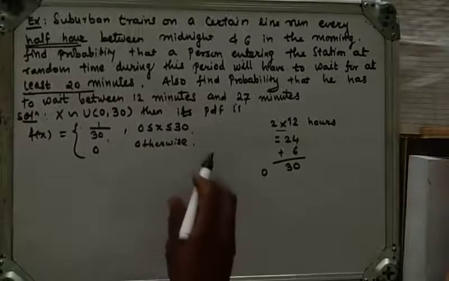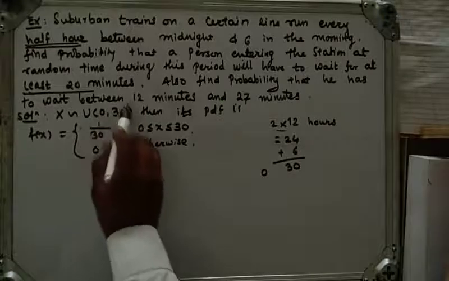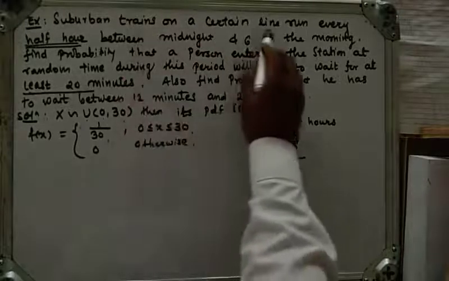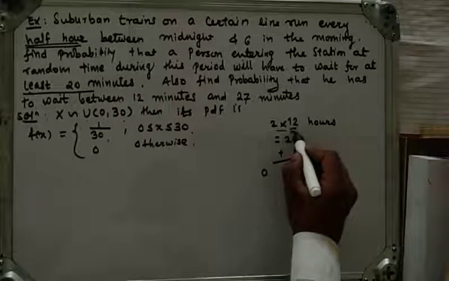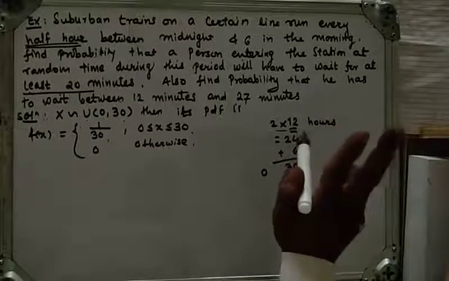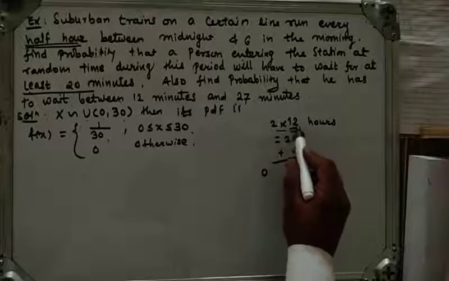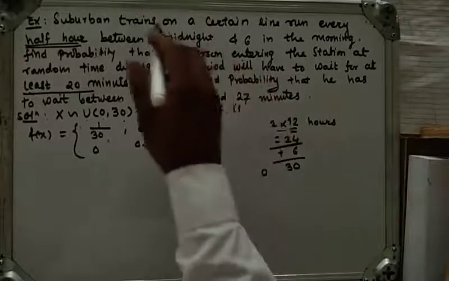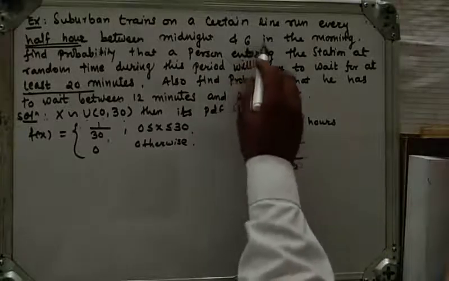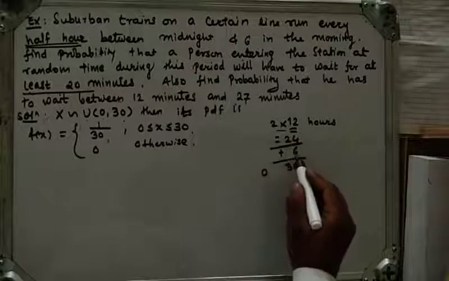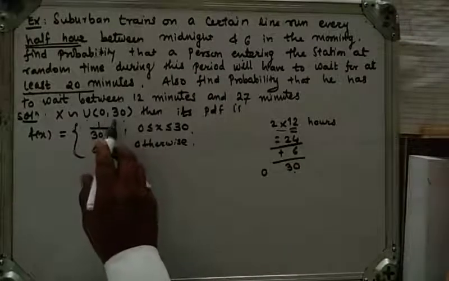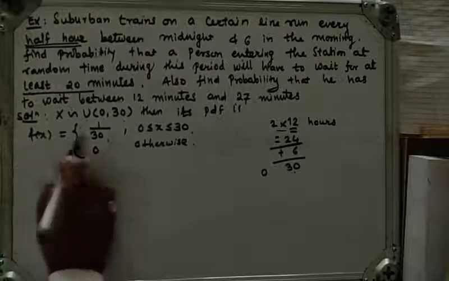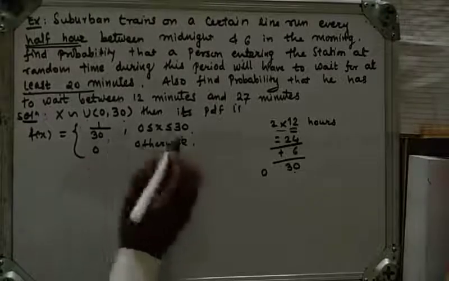You have to understand this uniform distribution from 0 to 30, because what we are given is that trains on a certain line run every half hour. In 1 hour there are 2 half hours, so we get 2 into 12, which is equal to 24. So in 12 hours 24 trains will travel, and in the morning 6 more. So 24 plus 6 is equal to 30. So the total uniform distribution is from 0 to 30, and from that we determine the probability density function, which is 1 upon 30.